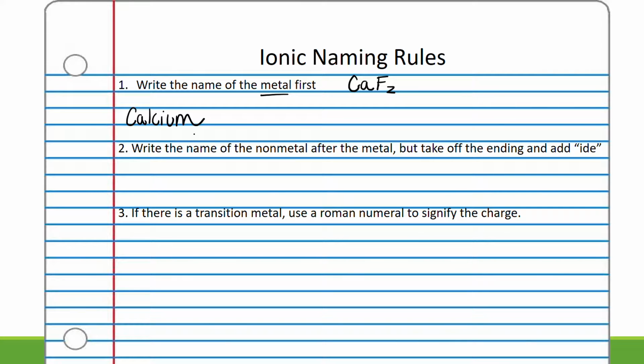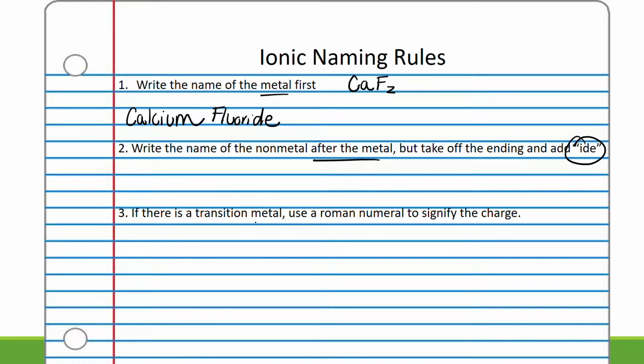Now we're going to write the name of the nonmetal after the metal, but instead we're going to take off the ending and add "ide." This is important. Instead of simply saying calcium fluorine, we're going to say calcium fluoride because it's representing the fluorine ion, not just simply fluorine. Those are two different elements chemically. So this is going to be calcium fluoride. The other ones, for example, are sulfide, nitride, bromide, chloride, etc.